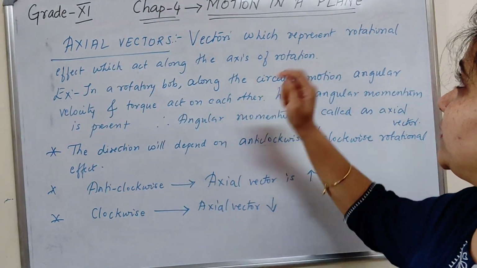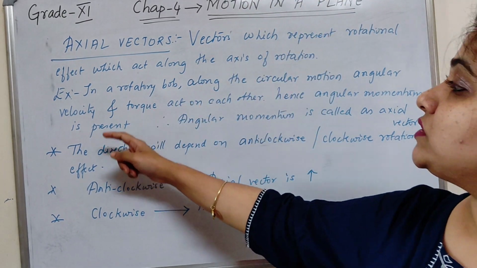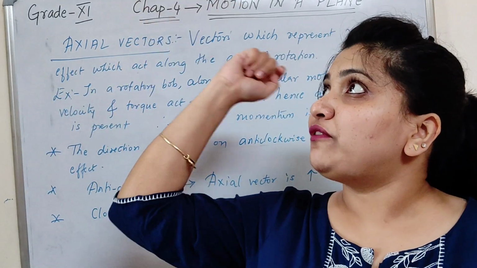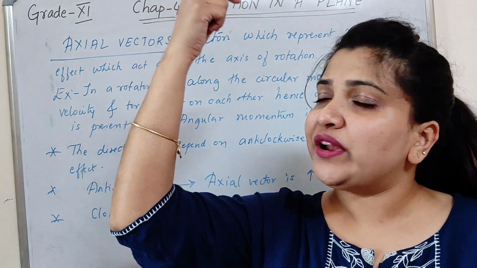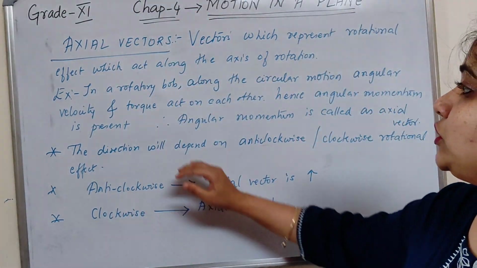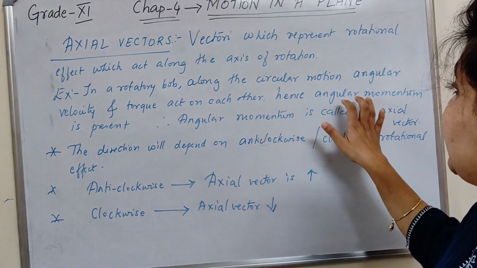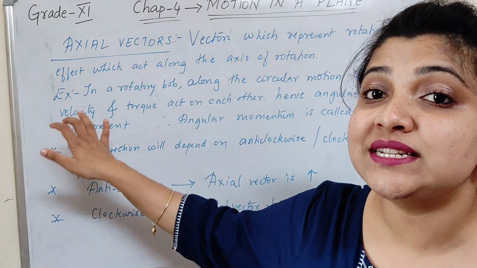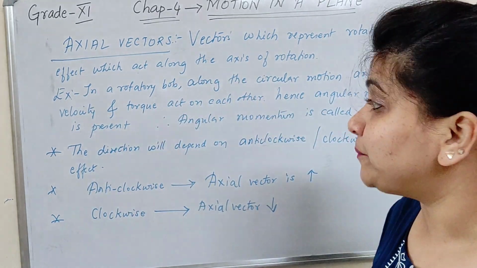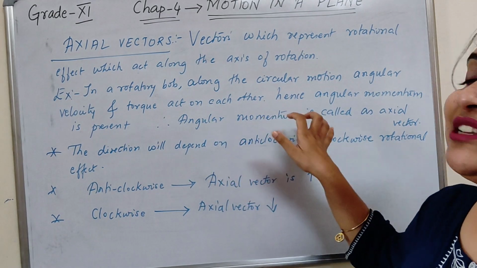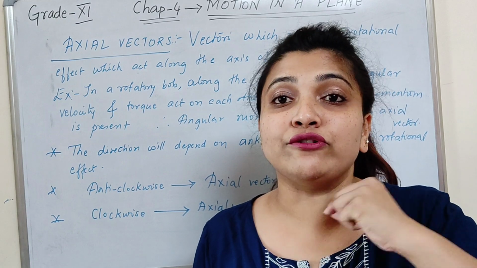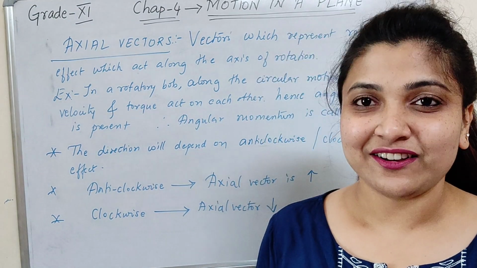Along a circular motion, angular velocity and torque act on each point of that bob. Yes or no, children? If I'm rotating it this way, at every single point there is angular velocity, and torque is also acting. Hence, if there's angular velocity and torque, we can say that there is angular momentum. So angular momentum is called an axial vector. The vectors which come in rotational effect are called axial vectors.